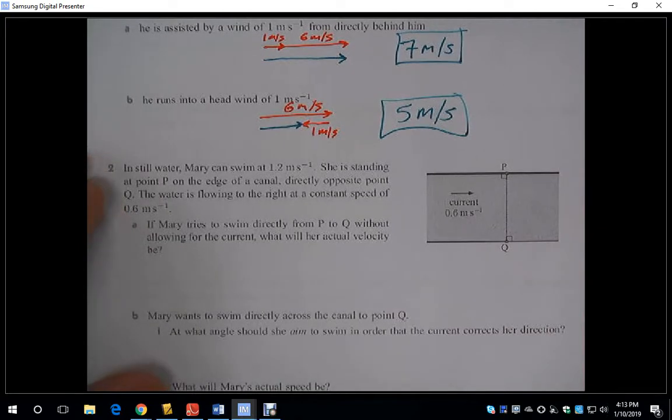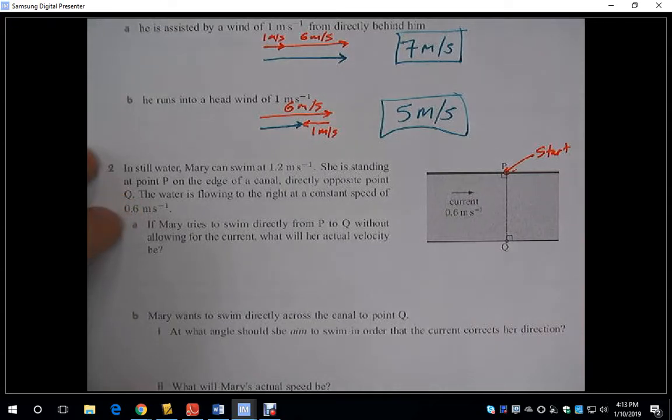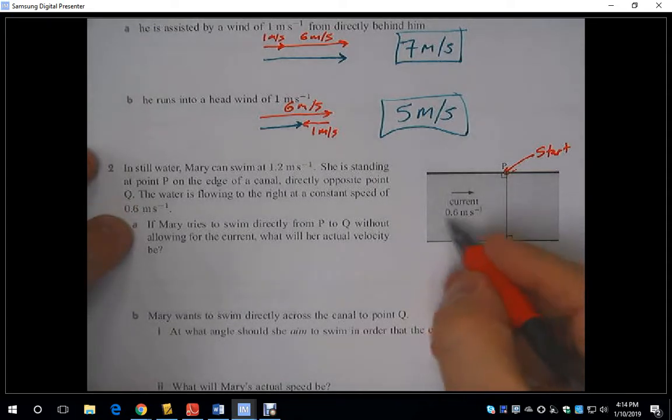So in still water, Mary can swim at 1.2 meters per second. She is standing at point P. This is my starting point. We're going to start here on the edge of a canal directly opposite point Q. The water is flowing to the right at a constant speed of 0.6 meters per second.